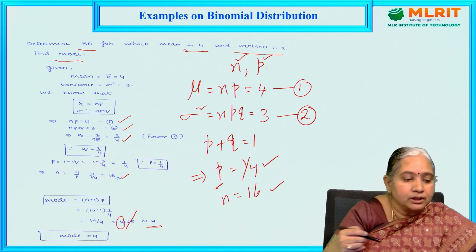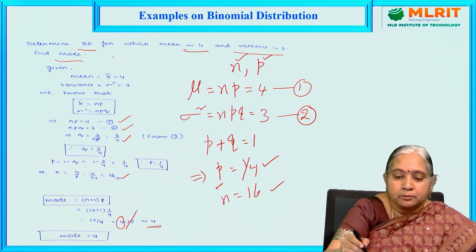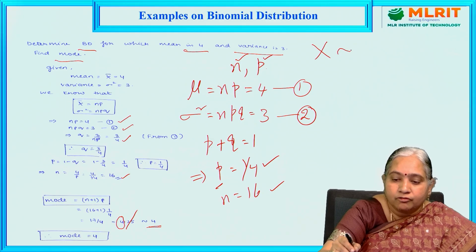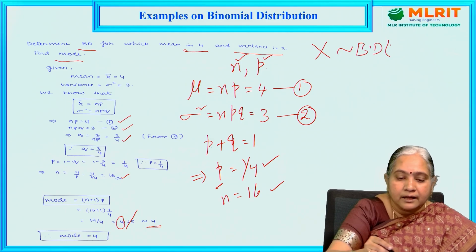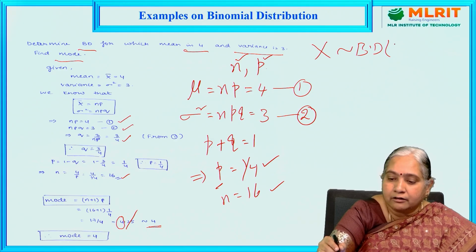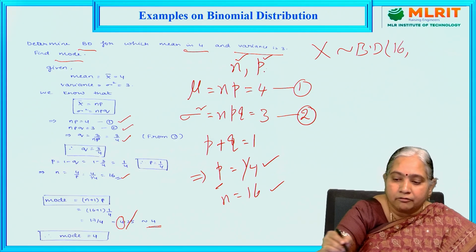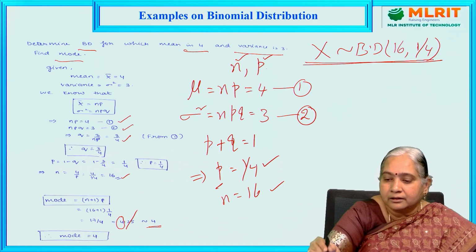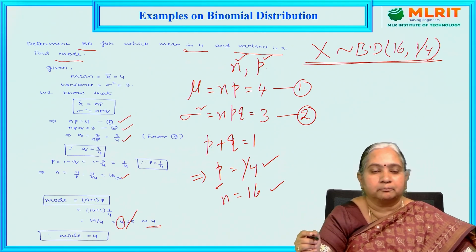And when we say determine the binomial distribution, it means the binomial variable capital X follows binomial distribution with the parameters n comma p, where n equal to 16 and p equal to 1 by 4. This is the binomial distribution from the given data.